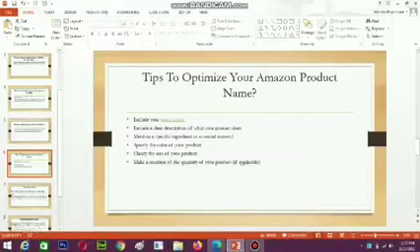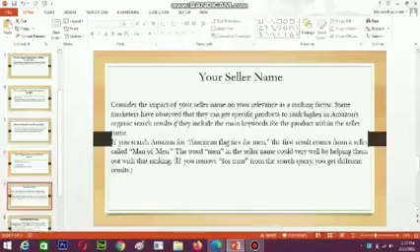You have to clarify what you are selling it with. For example, if we are selling 2 scrunchies, like 2 ponies or hair bands, we'll say that set of 2. Again, I'm just giving you an example, so we have to mention the quantity of the product also. Okay, so these are some tips to optimize your Amazon product name. Now move on to the next slide.